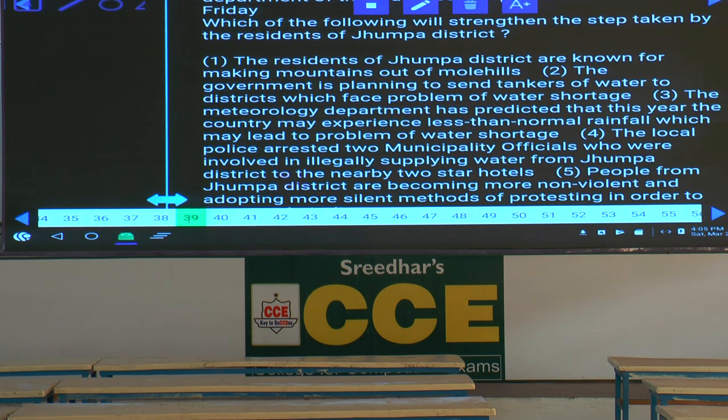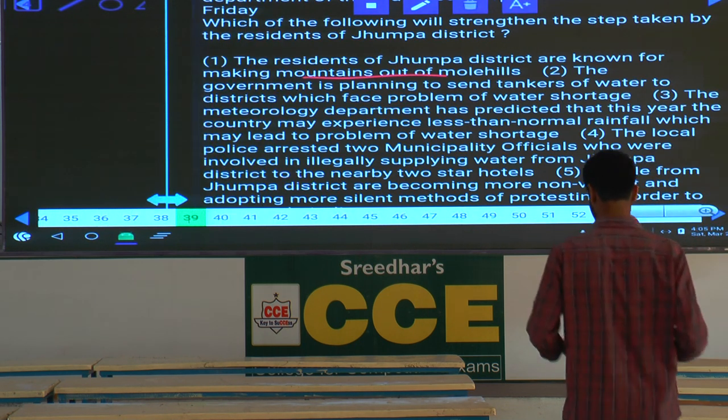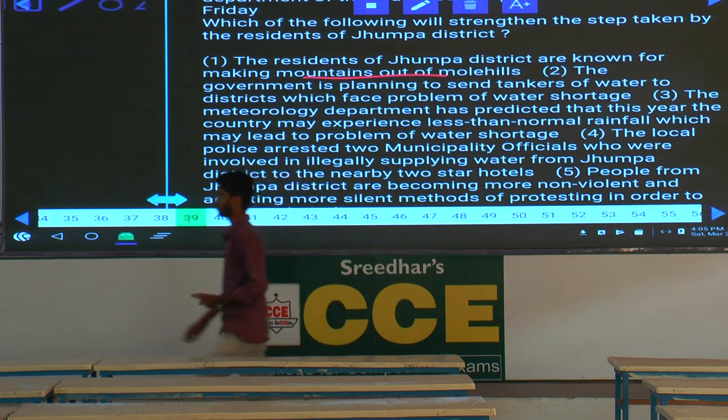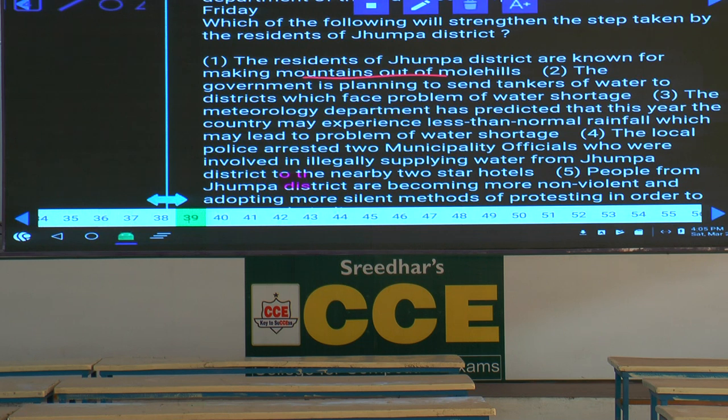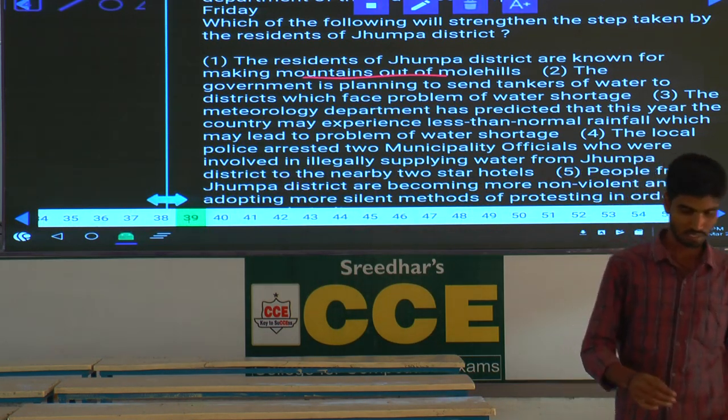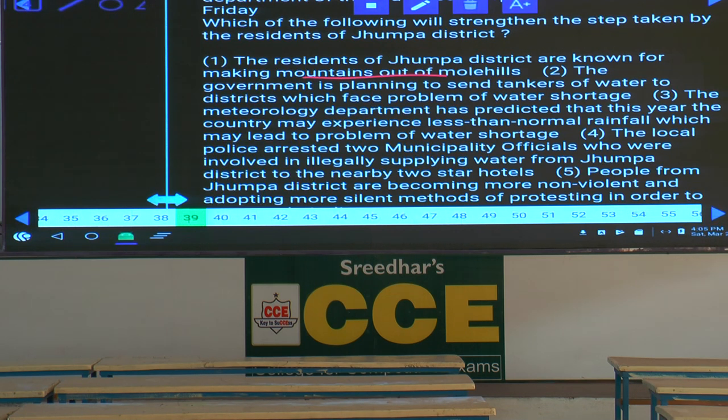Then the first one, the residents of Jhumpa district are known for making mountains out of molehills. What do you mean by this? Mountain out of molehills means? Molehills means very small, but these people are able to project this on a larger scale. That's what comes under that category. Now the problem is very minute, but they will project it on a larger scale. And this cannot be the answer, isn't it?